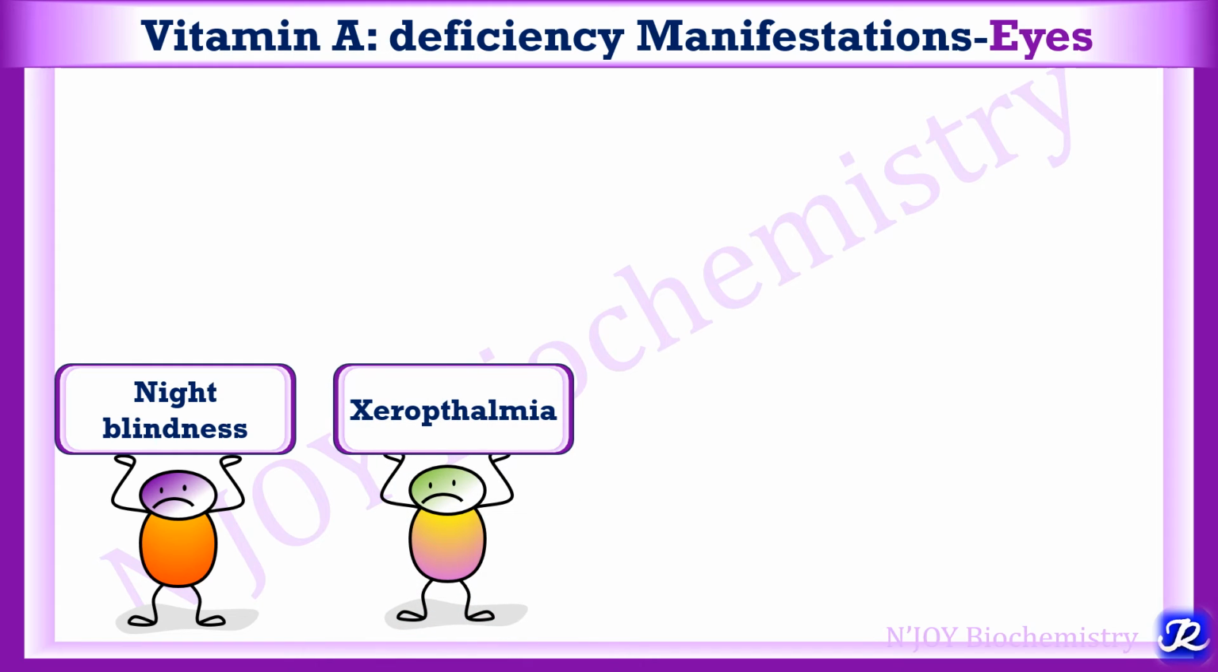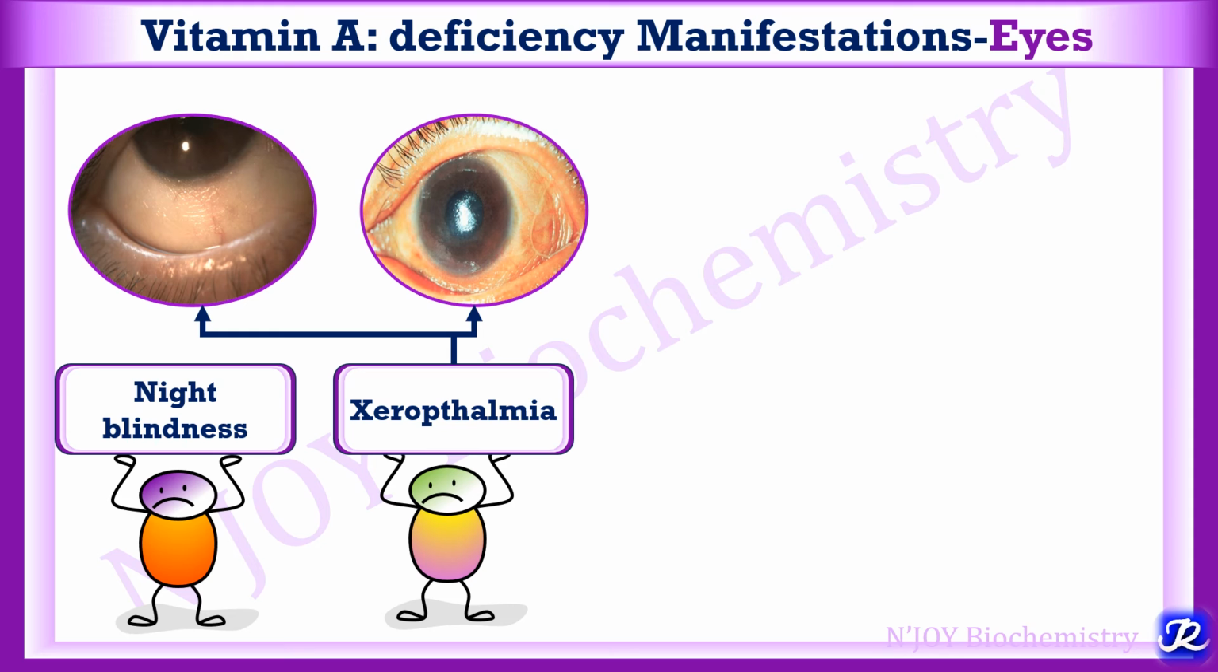The second deficiency manifestation is xerophthalmia. This is the dryness of the eyes due to loss of mucus producing goblet cells in the conjunctiva. So there is dryness of conjunctiva. This xerophthalmia involves xerosis, that is drying and thickening of the conjunctiva and cornea, and the conjunctiva and cornea become glazy and lustreless, and lose their normal transparency. And because of this, there is a dry appearance, and also there is increased risk of infection. So this is about xerophthalmia.